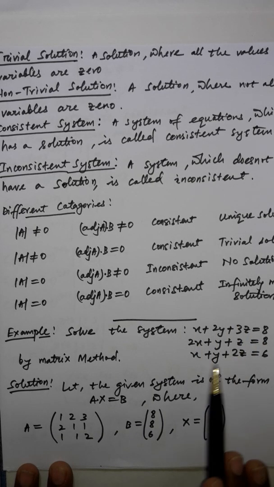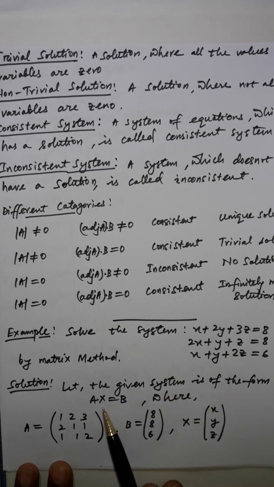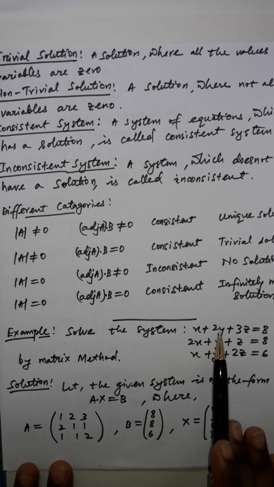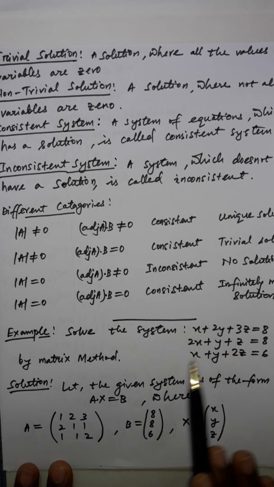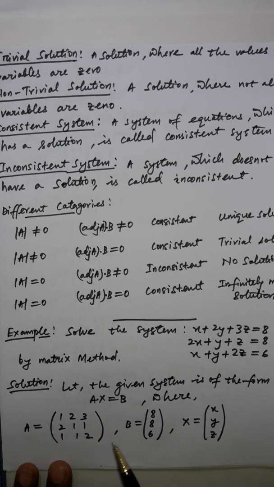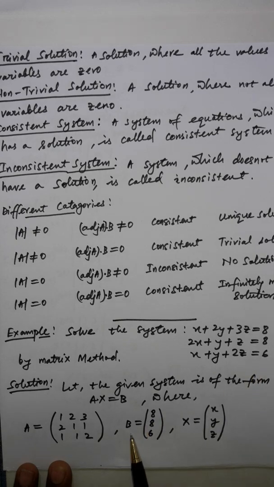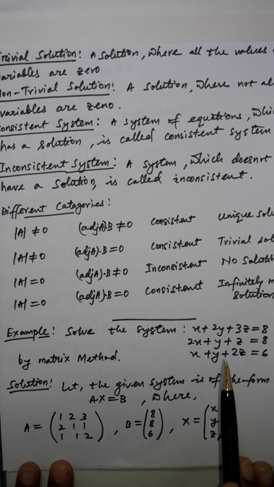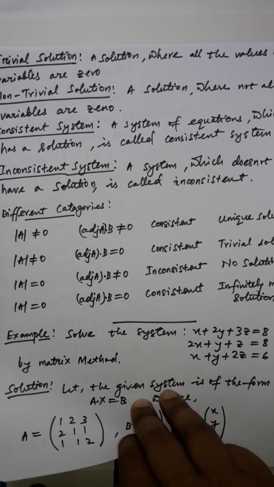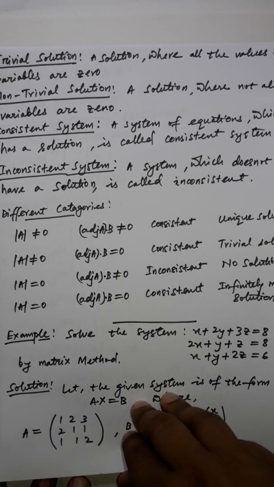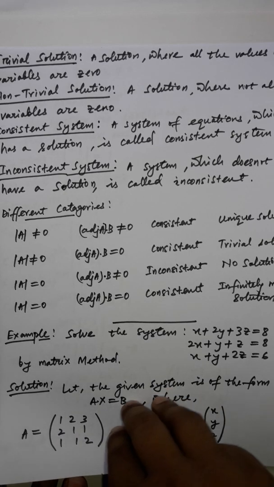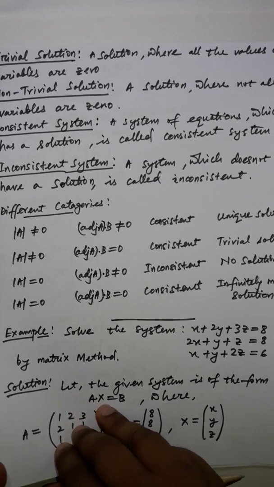Now let us take this system in the matrix form as AX = B, where A is the body matrix which contains the coefficients of x, y, z taken in the proper order, as you can see, and B is the right-side constant column matrix 8, 8, 6. And X is the variable column matrix x, y, z. Now we can write this system as AX = B, as you can see.